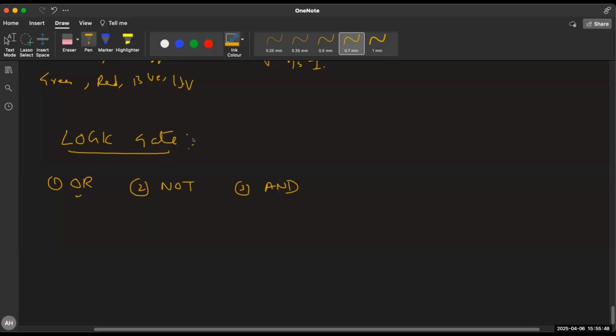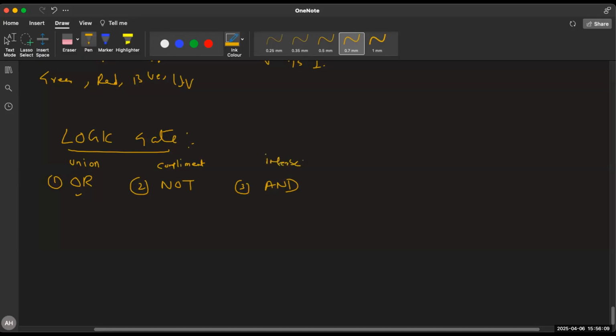Okay. So consider logic gates as sets. You have three types of gates: OR, NOT, and AND. The OR gate is based on union in set theory. The NOT gate is based on the logic of complement. The AND gate is based on the logic of intersection.